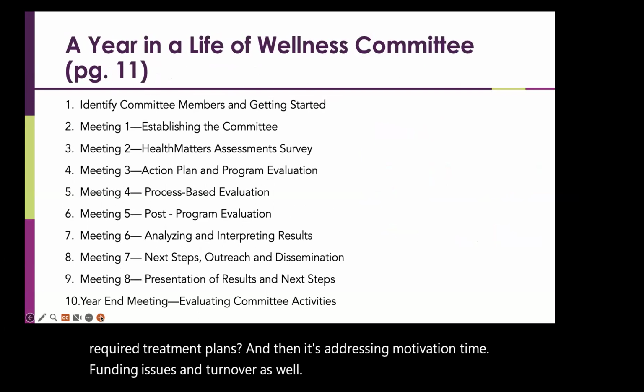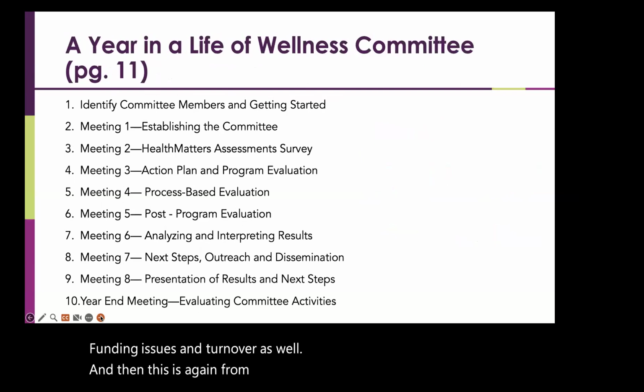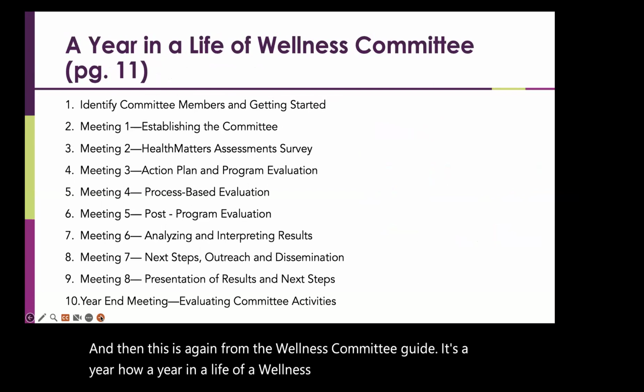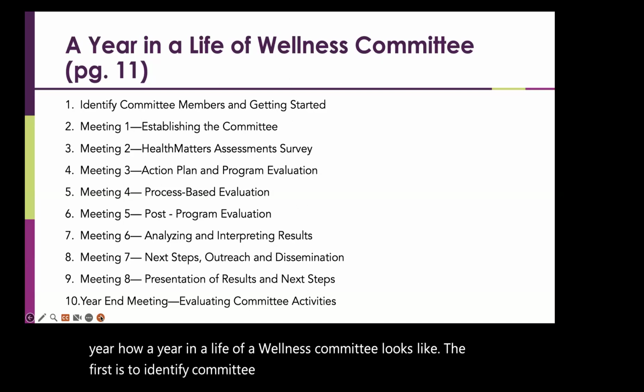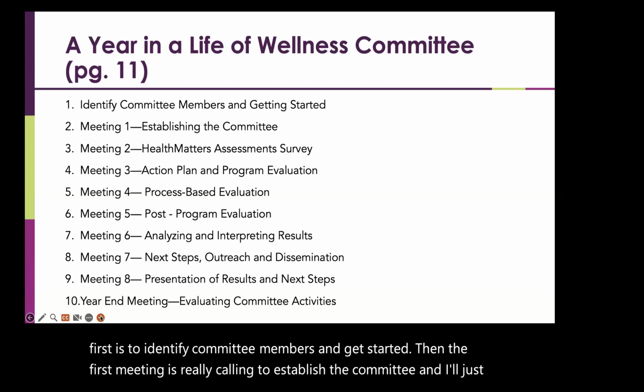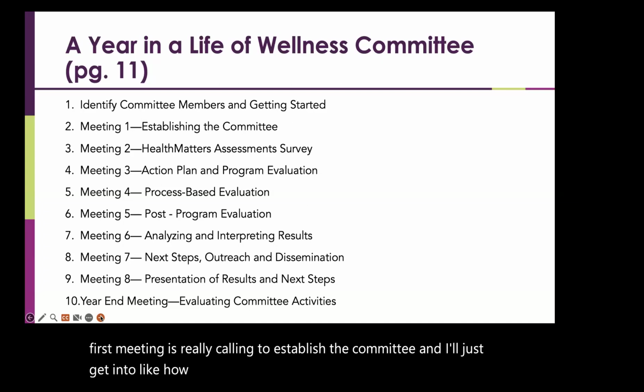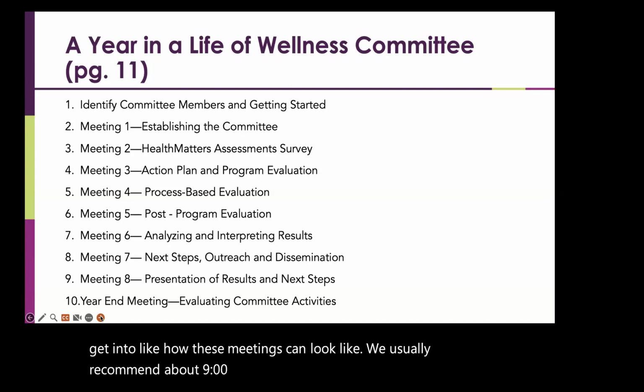And then this is, again, from the Wellness Committee Guide. It's what a year in the life of a wellness committee looks like. The first step is to identify committee members and get started. Then the first meeting is really calling to establish the committee. And I'll get into how these meetings can look. We usually recommend about 9 meetings in a year. You don't have to meet every month, but you can.